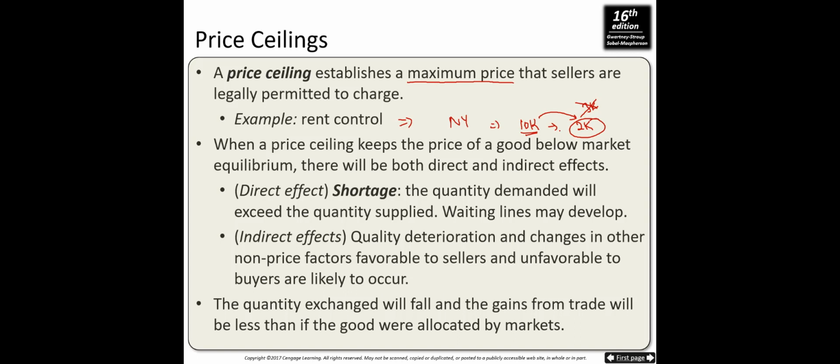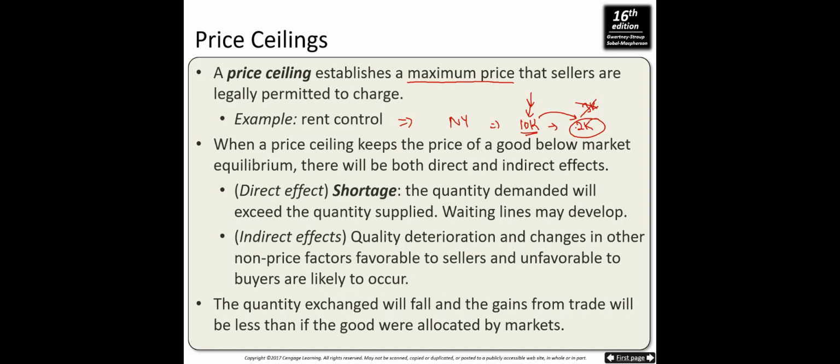So the idea here is actually to support the renters, right? Because they may suffer from paying 10K, it's very high. So therefore the government's intention is good, to protect people who rent apartments in New York. When a price ceiling keeps the price of a good below market equilibrium, there will be both direct and indirect effects. So this is the market equilibrium, 10K, and 2K is below the market equilibrium. So the intentions are good, but the results may not be good because of price control.